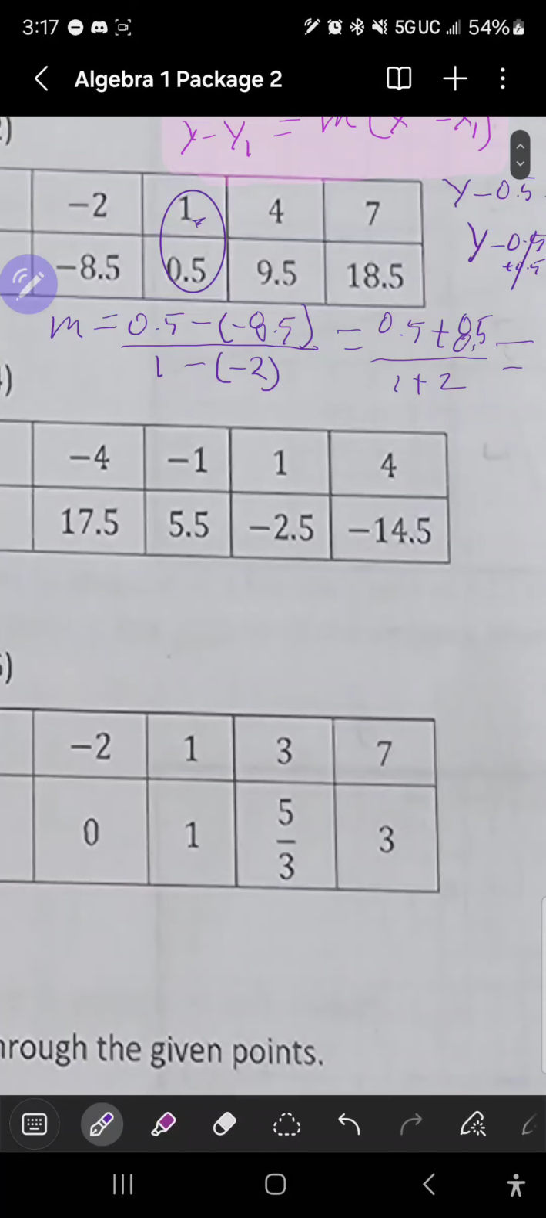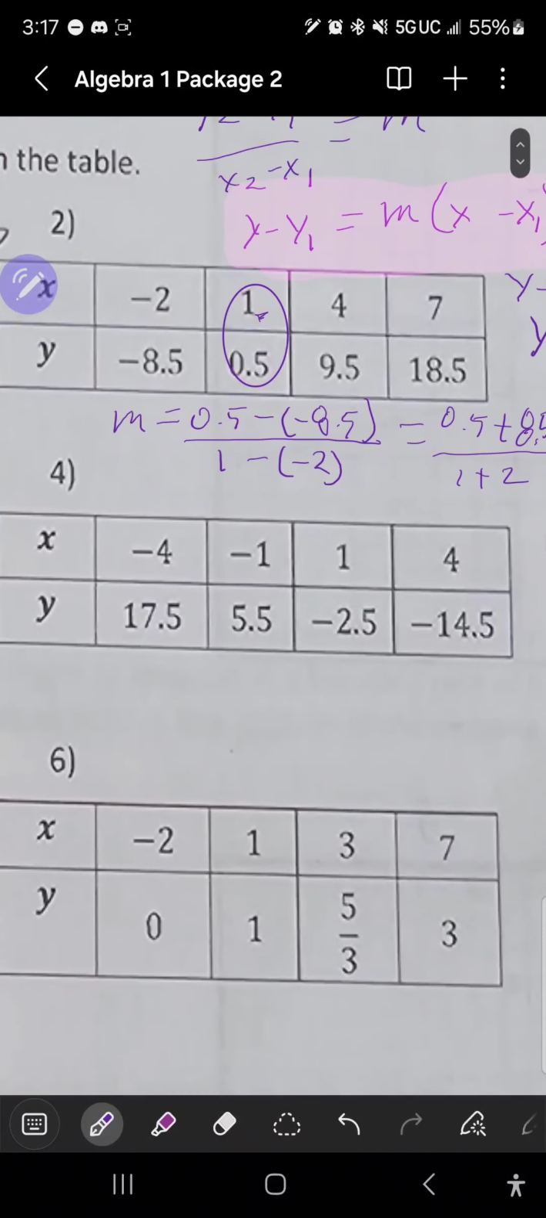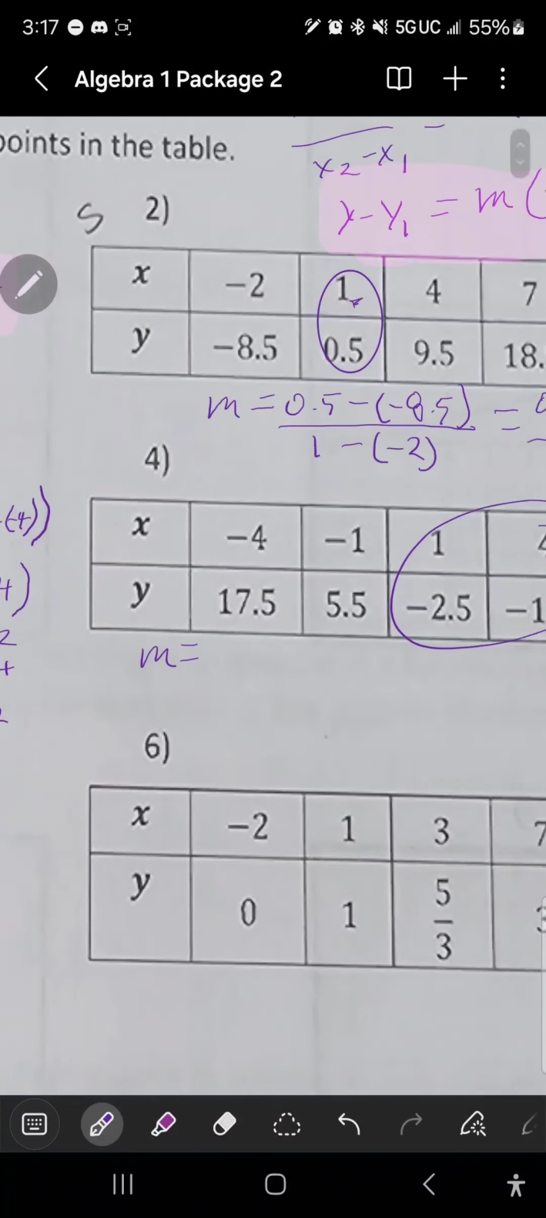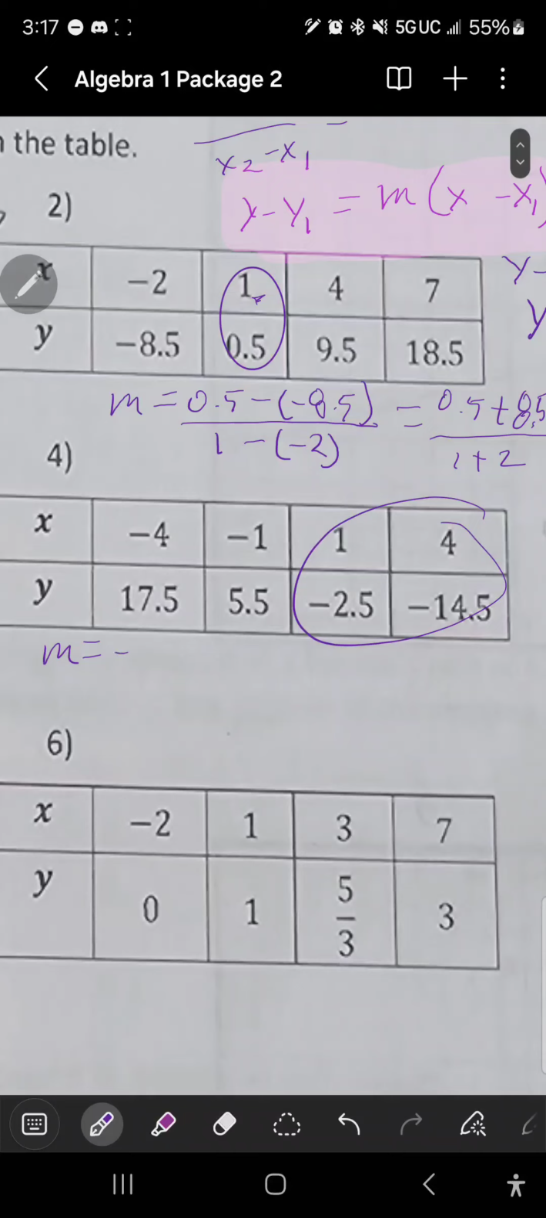Now for number 4, we have, okay, yeah, why not? I'm going to use those, and we have m equals negative 14.5 minus 2.5 over 4 minus 1.